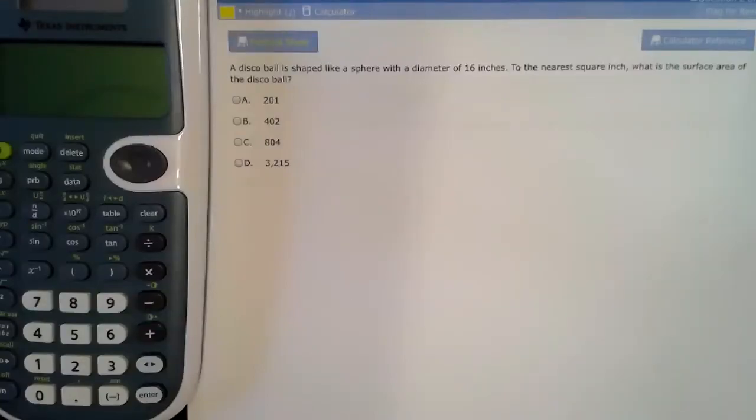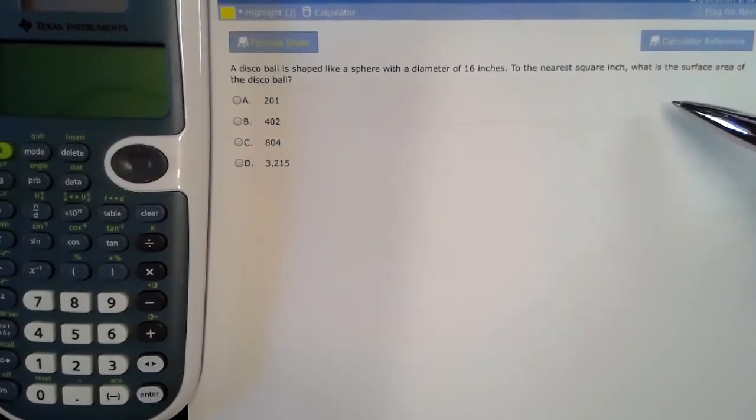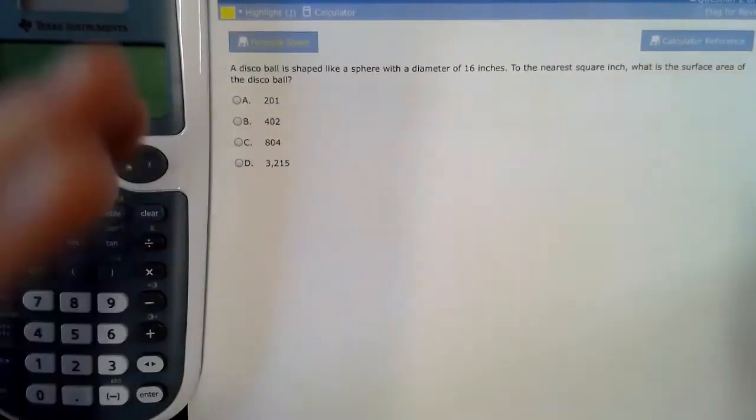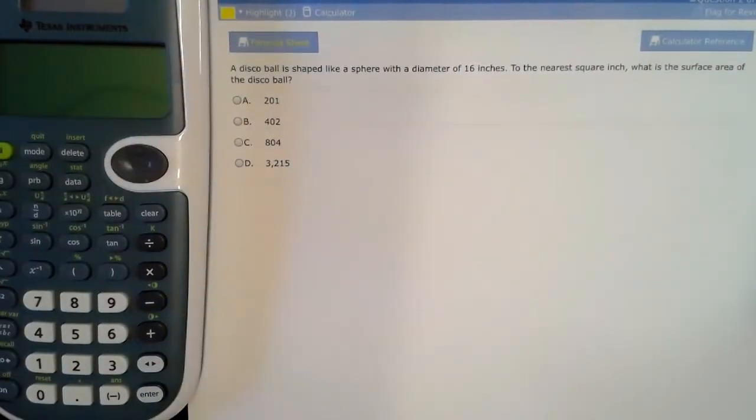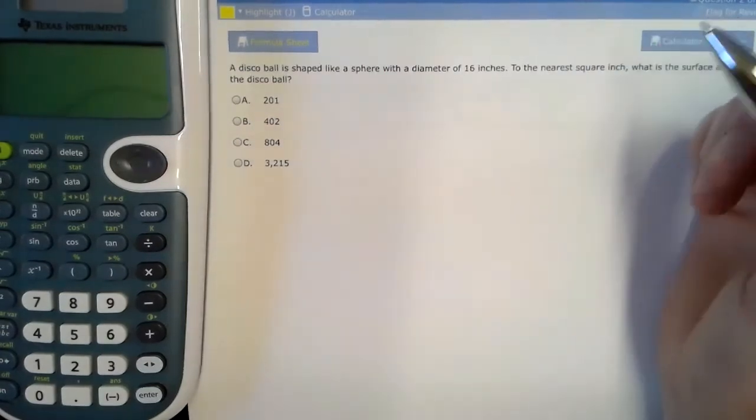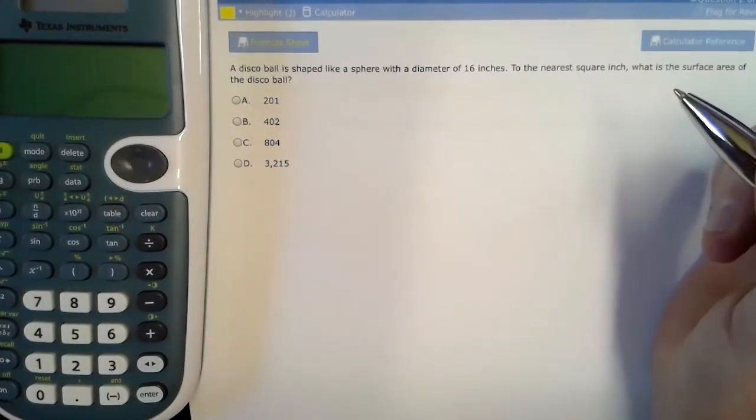Okay, we've got a disco ball shaped like a sphere with a diameter of 16 inches. What is the surface area of the disco ball? So a sphere is actually a ball. It is not a circle, it's a ball. It's a round figure.